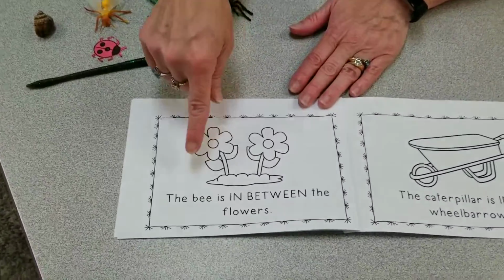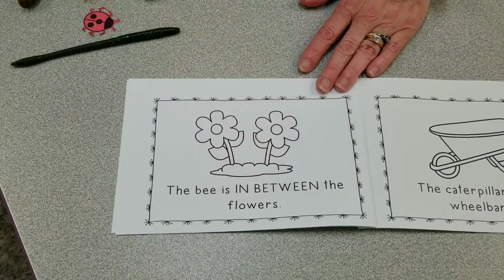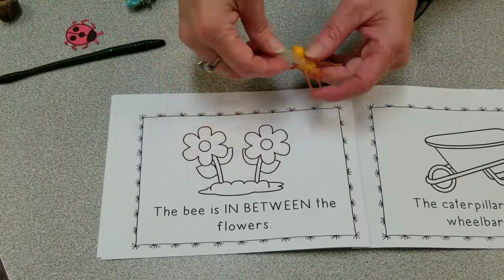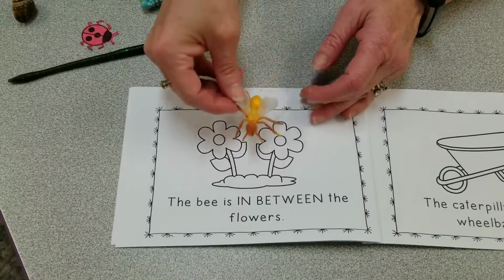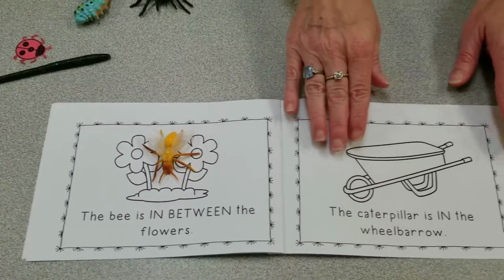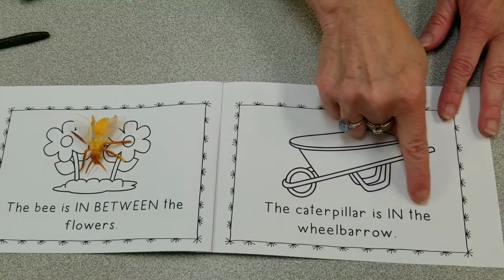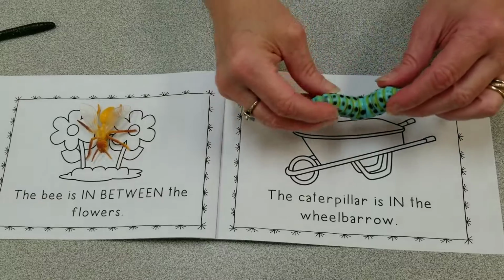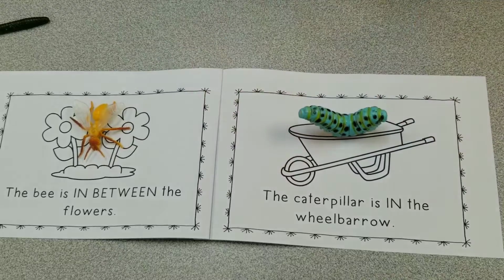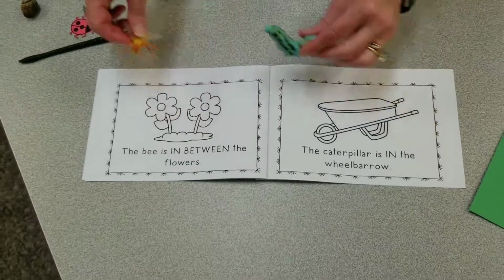Okay, on this page, it says the bee is in between the flowers. So we have a yellow bee here. We're going to put them in between. This one's big for these flowers, but you can draw a little bee here or a little bee here and put them in between the flowers, in the middle. This one says the caterpillar is in the wheelbarrow. We have this cool looking caterpillar, and you can draw your caterpillar in the wheelbarrow. So we have the caterpillar in the wheelbarrow. Okay, can take them off to turn the page.